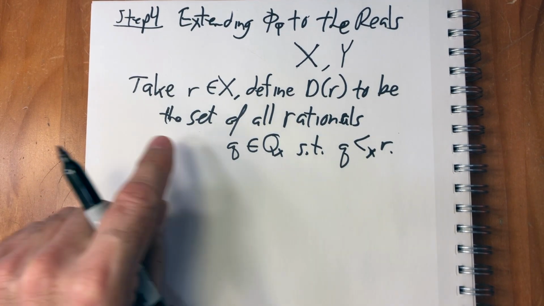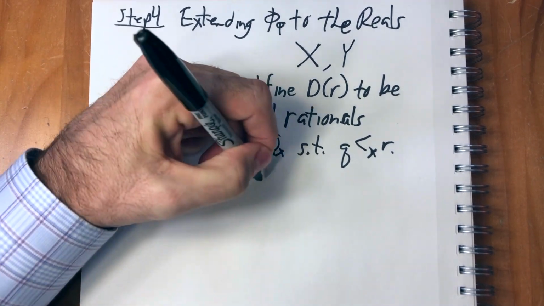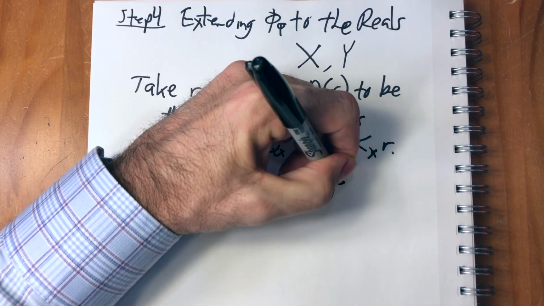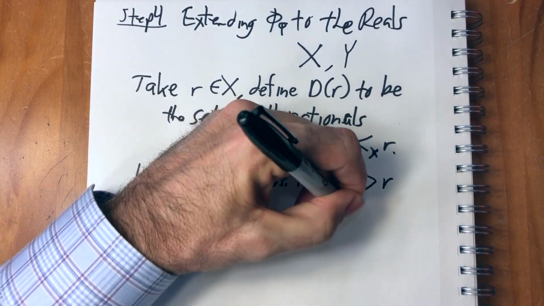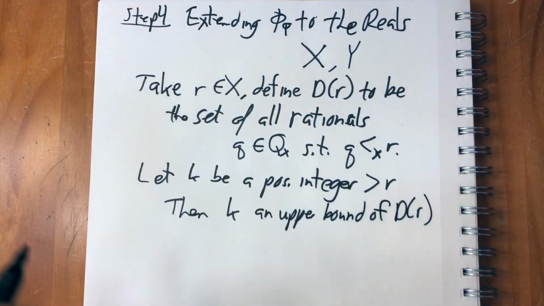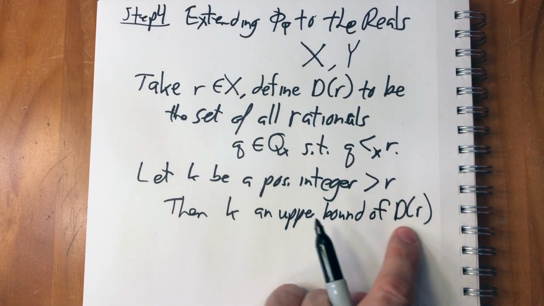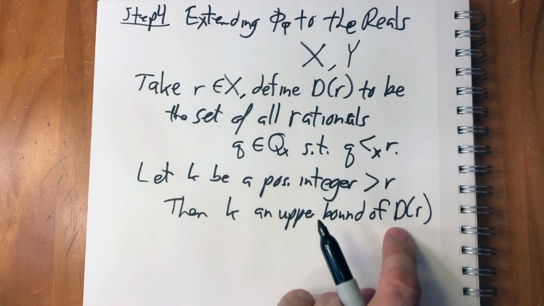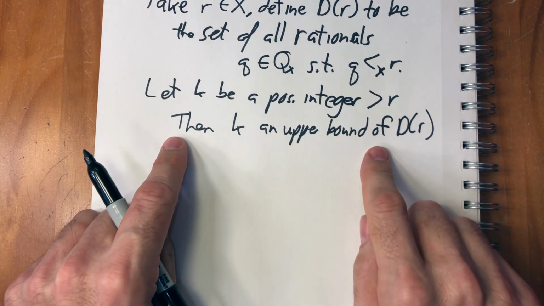So with this set, if we let k be a positive integer greater than r, then k has to be an upper bound of d_r, right? Because if d_r is everything less than r, and k is bigger than that, then k has to be an upper bound of d_r. So we're going to use this number.